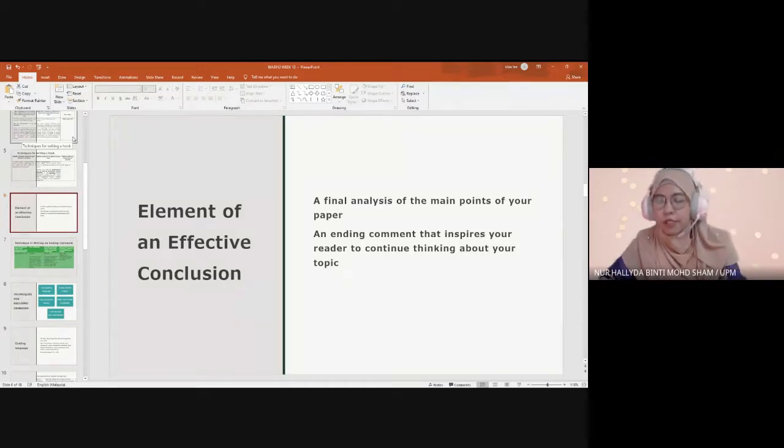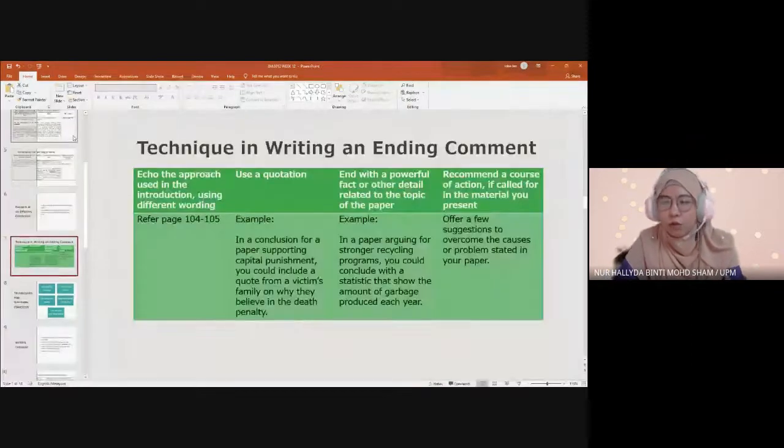So my suggestion here is, in terms of length, same as introduction. You can write it in 1 page, okay? And the longest would be, like I said, 1.5. But I think it will be proper if you just have it in 1 page of conclusion. Okay, let's see how to write a good ending comment or conclusion.